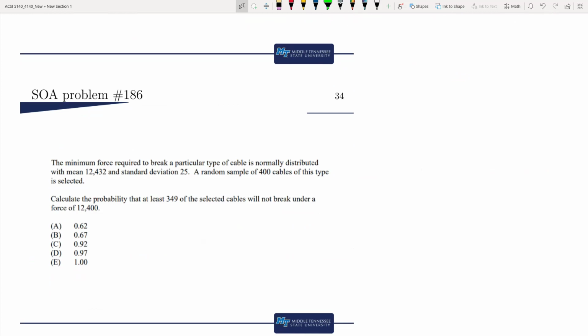So here you can see the first problem, and it says the minimum force required to break a particular type of cable is normally distributed with a given mean and standard deviation. A random sample of 400 cables of this type is selected. Calculate the probability that at least 349 of the selected cables will not break under a force of 12,400.